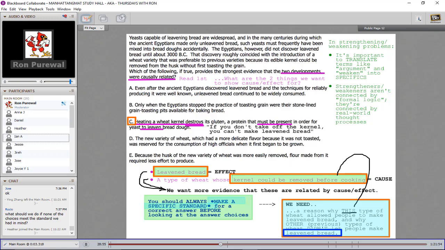Okay. Let me see a smiley face icon if this all makes sense.